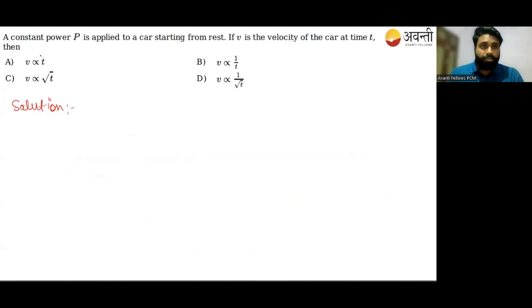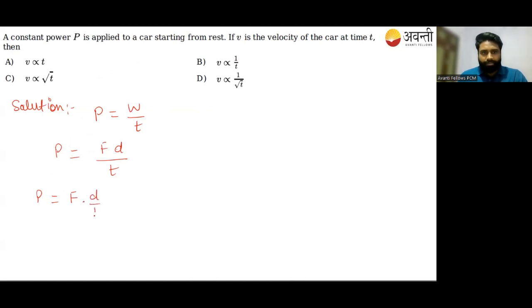Yeah. So constant power P is applied to a car starting from rest. And if V is the velocity of the car at time t, then we have to find the relation between them. We know that power is nothing but work done per unit time. So we can write work done as force into displacement divided by time. So P is F into d by t.